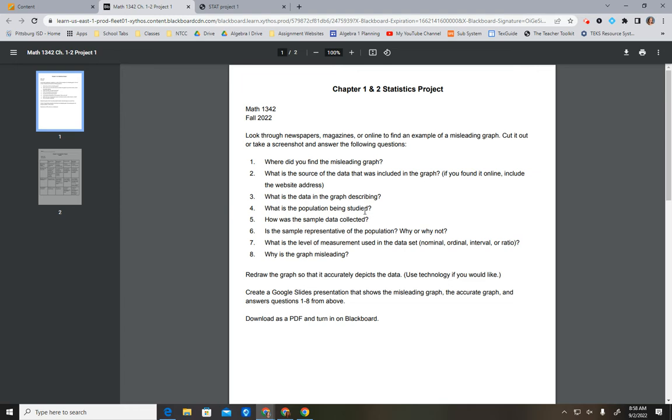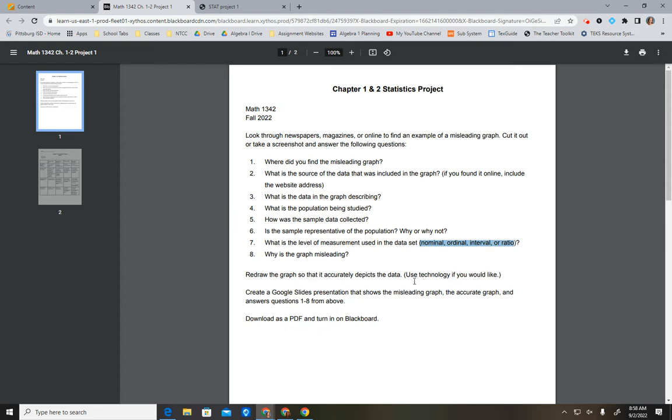So how did they collect it? Did they collect it by doing a random survey or through a census or through a convenience sample? See if you can gather that information. What level of measurement? You'll have to look back at chapter one notes to determine what kind of measurement of data is being used. And then explain why it is misleading. Then you'll redraw the graph so it accurately depicts the data.